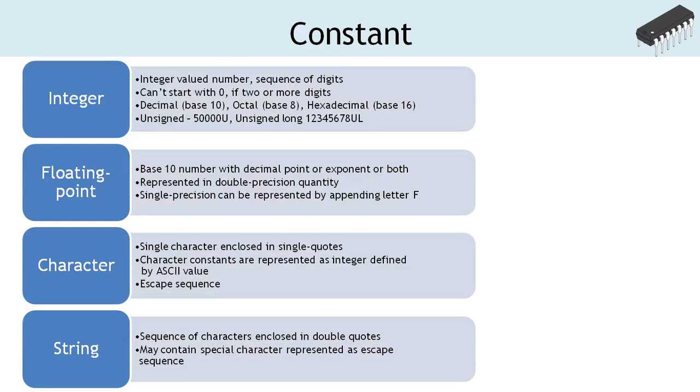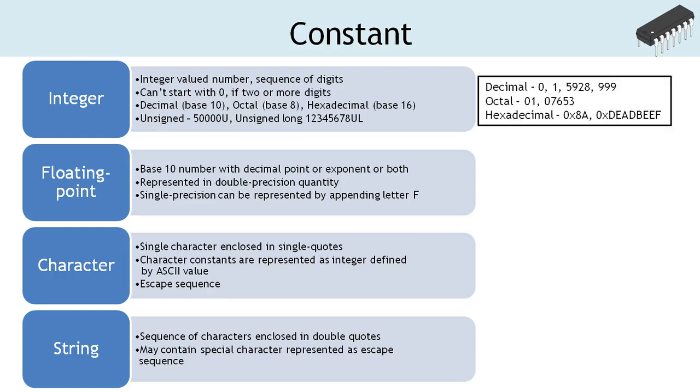C has four basic types of constants: integer constant, floating point constant, character constant, and string constant. Integer and floating point constants represent numbers. They are collectively known as numeric type constants. Integer constants are integer valued numbers and consist of a sequence of digits. Integer constants can be represented in different number systems: decimal, octal, and hexadecimal.